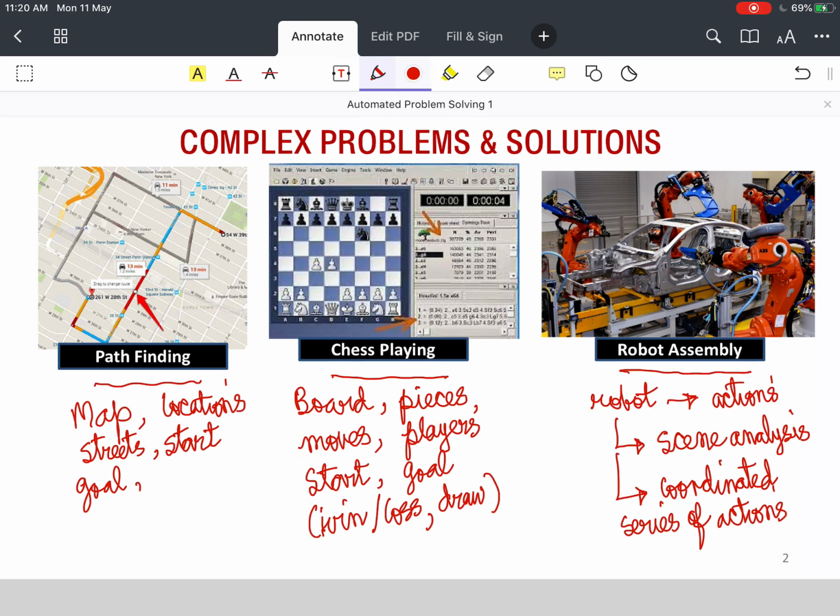In addition, in all these problems, every state, every action is constrained. In the pathfinding problem, you can only move along streets, and then there are more details about street congestions, whether a road is blocked, etc. In the chess playing program, you have valid and invalid moves, and only valid moves can be made. And in a robo assembly, you have a full series of coordinated actions. So we will slowly see that even though these problems have individual solutions, there is a commonality among these problems which enables us to find a common approach to solve all these problems.